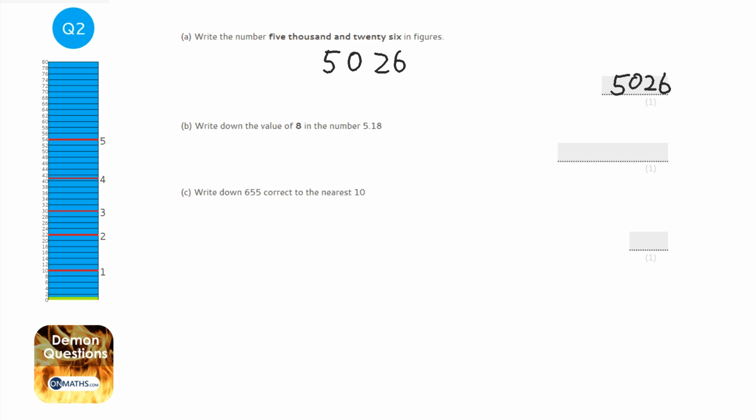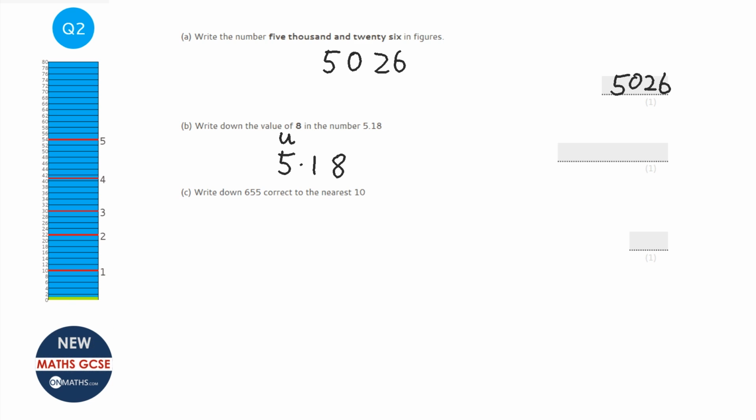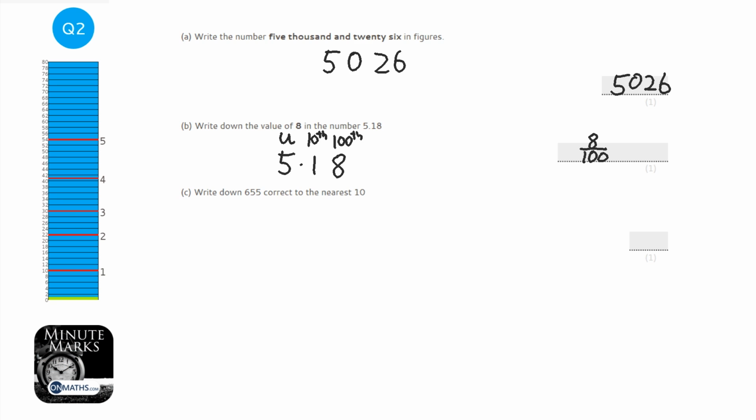Next question says, write down the value of 8. Now, if we remember, and let's just write the number a little bit bigger. This is our units column. This is our tenths column. And this is our hundredths column. So the value of the 8 is 8 hundredths. We can write that as a fraction, 8 hundredths. And that's the answer. Question C, write down 655 correct to the nearest 10.